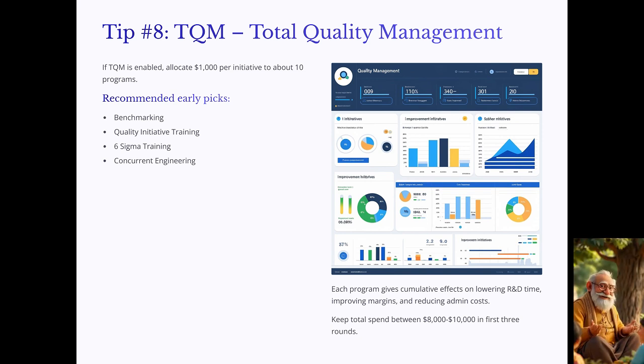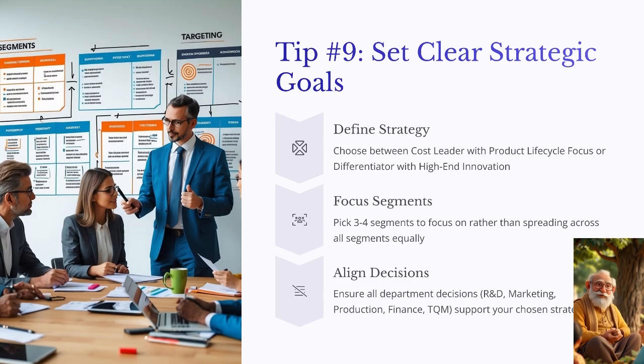Tip number 9. Set clear strategic goals. From round 1, define a clear company strategy. Cost leader with product lifecycle focus: dominate low-end and traditional. Differentiator with high-end innovation: win in high-end performance and size. Do not spread across all segments with equal effort. Pick 3 to 4 segments to focus on and align all decisions: R&D, marketing, production, finance, and TQM.